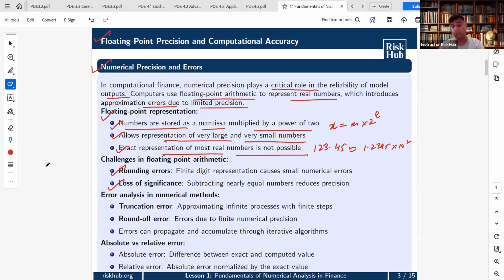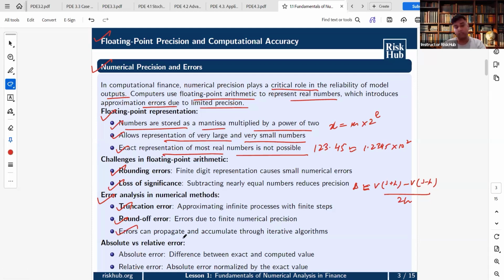This can be dangerous in finance when calculating Greeks using finite differences, because, for example, we are calculating, let's say, numerical delta, right? Numerical delta is approximately equal to V(S+h) minus V(S-h) divided by 2h. If h is too small, then V(S+h) and V(S-h) are almost equal. So subtracting them can create numerical precision issues. That is the point.